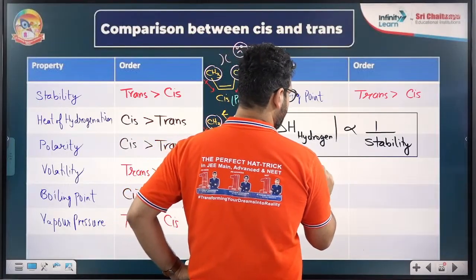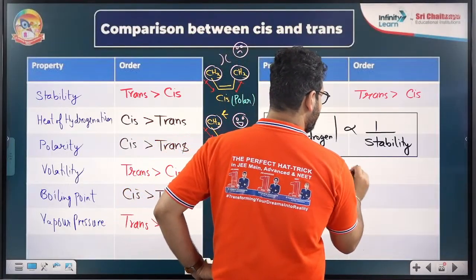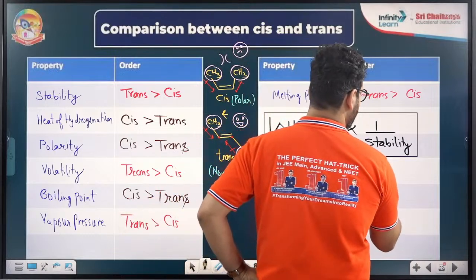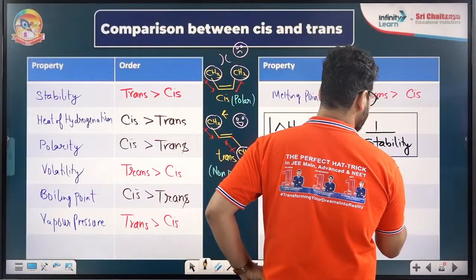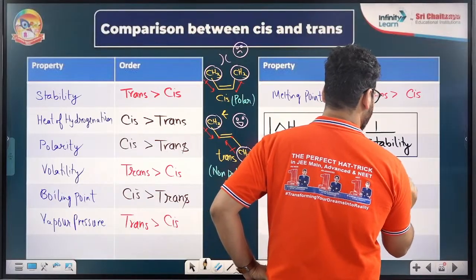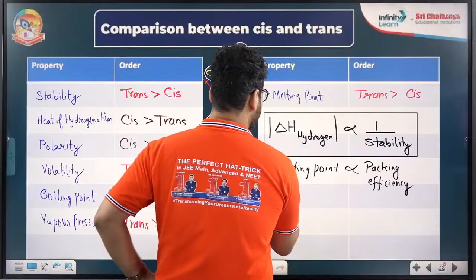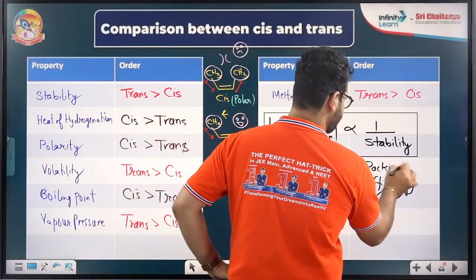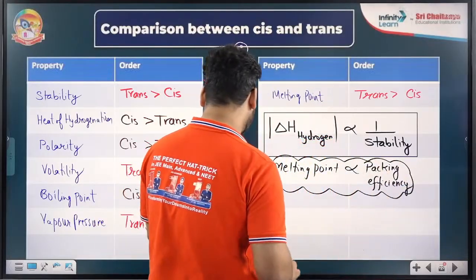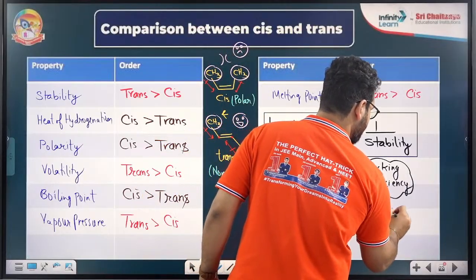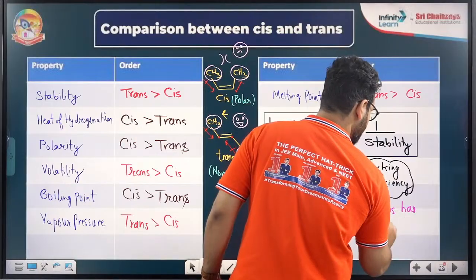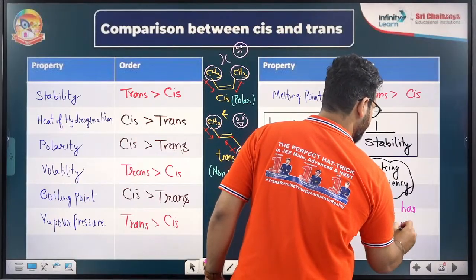Melting point is directly proportional to packing efficiency. Means which molecule can be better packed. And in packing, trans is better. Trans has better packing.